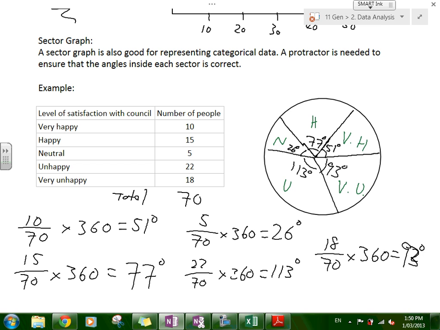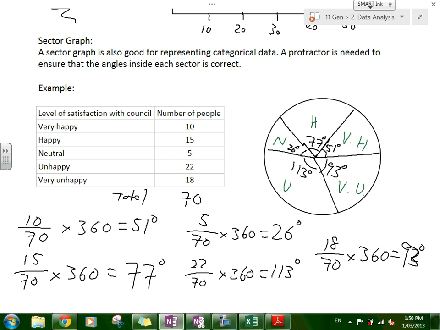Is that unclear how to do a sector graph? Yeah? So you're finding out of the total number of people, or whatever the frequency is, you work that out as a fraction of 360, and then you do it in a circle. Okay? Good with that?